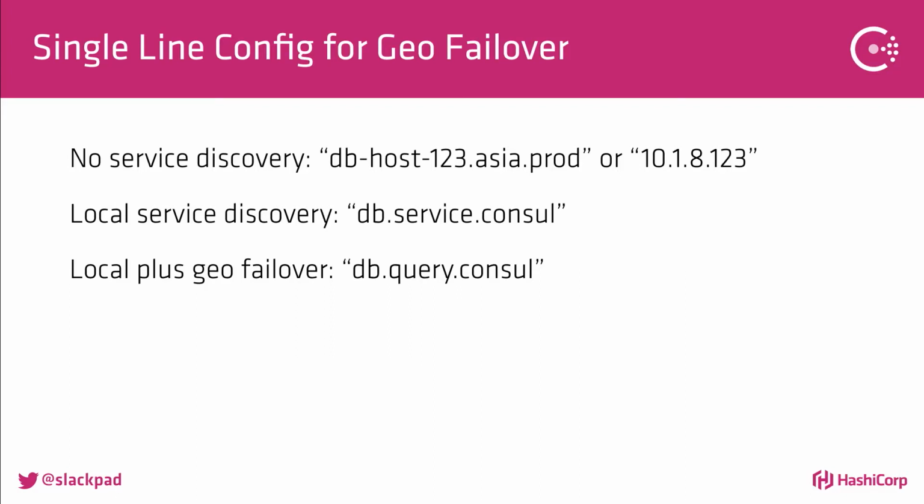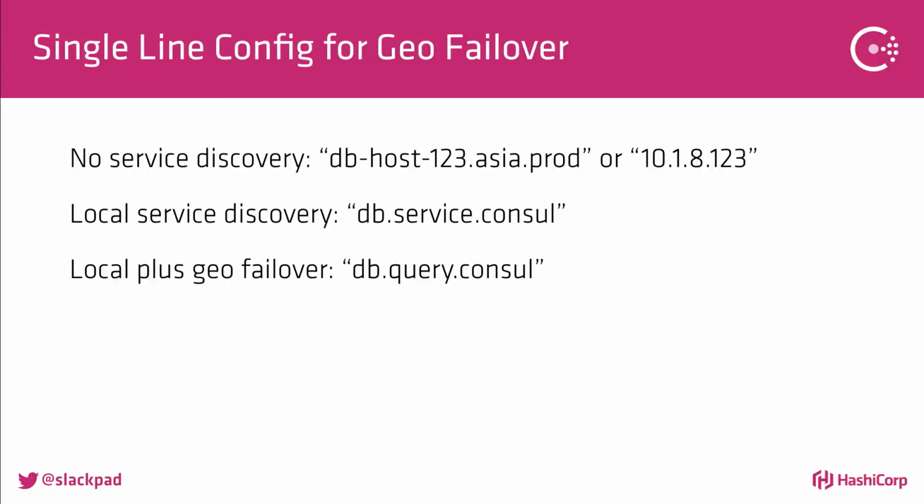With no service discovery, we have a hard-coded host name or IP, so we had to go page somebody and everybody's stressed out. For local service discovery, we changed the hard-coded host name to db.service.consul, which gives us the healthy one from our local cluster. And then by changing it to db.query.consul and specifying that 6-line policy, we get automatic geo failover. And if the data center on the upper right drops offline, it'll try the next one. So you don't have to configure any of that as an operator. It's a little quick, but thank you very much.